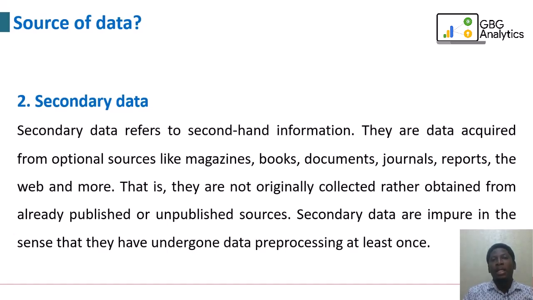Another source of data is what is known as secondary data. A secondary data is also known as second-hand information. This is the data that are acquired from different sources such as magazine, books, document or a report, which means that somebody has already collected the data, store it somewhere, and you also want to carry out a particular research using an existing data set, and that is why it is called secondary data or second-hand data.